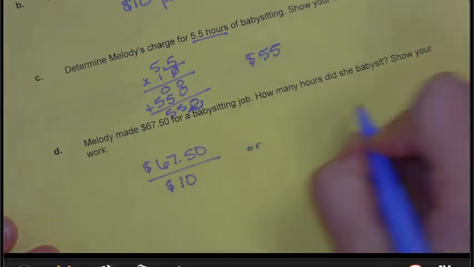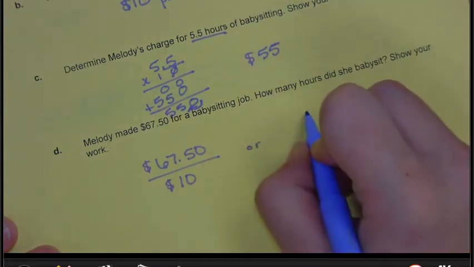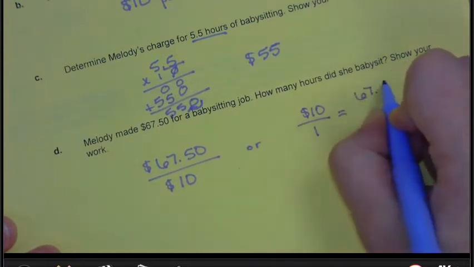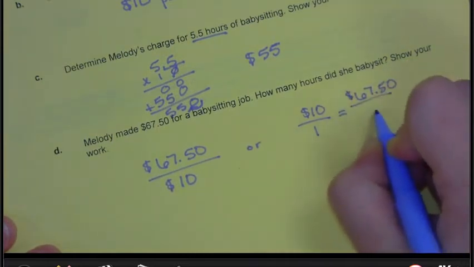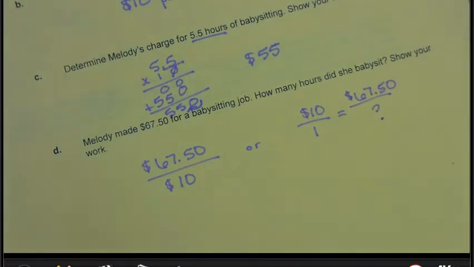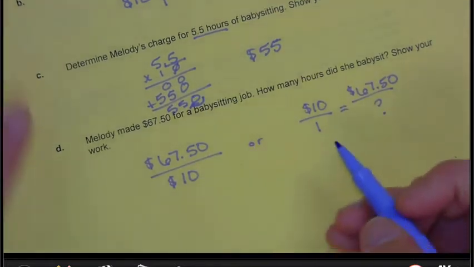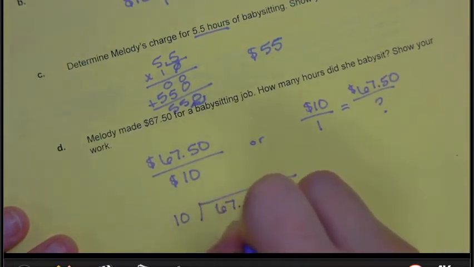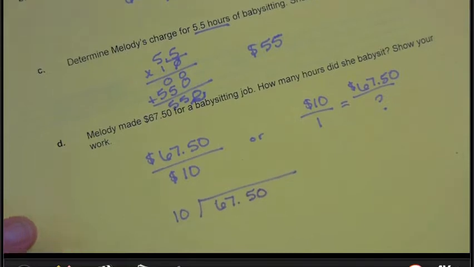It's the same thing as setting up this ratio: $10 per 1 hour is equal to $67.50 per unknown. Let's go ahead and do it this way. $10 is on the outside, $67.50 is on the inside.